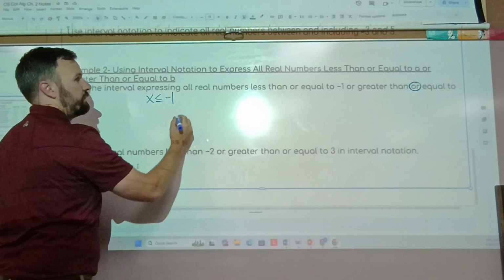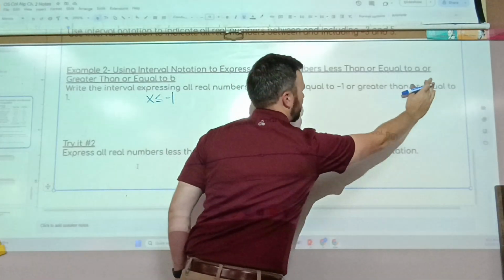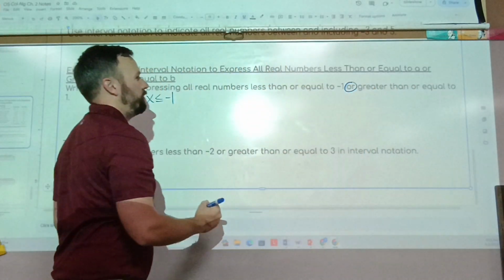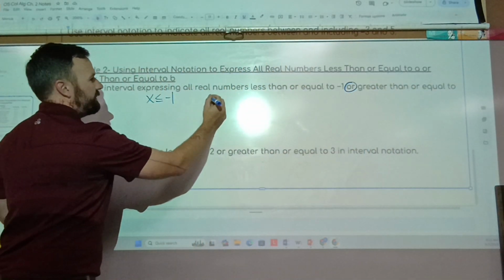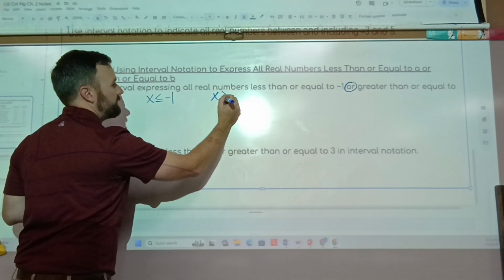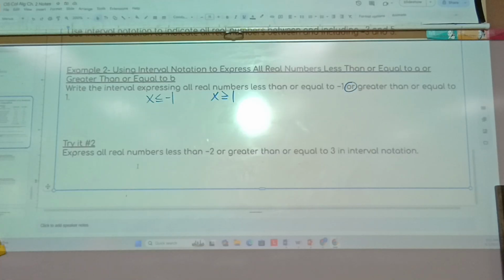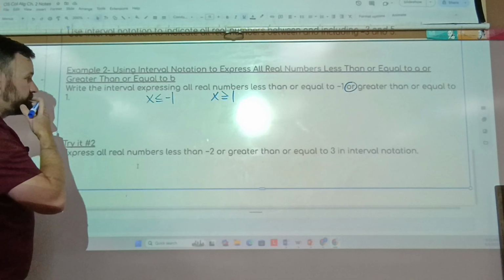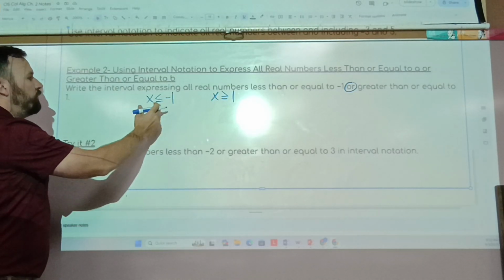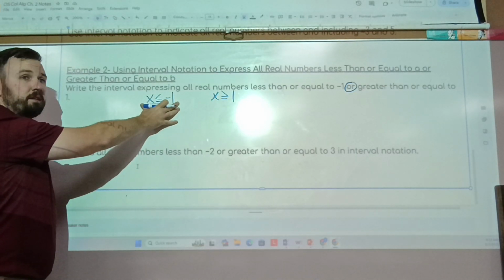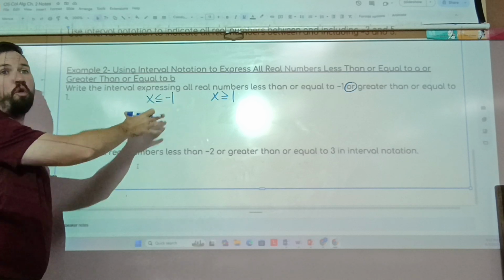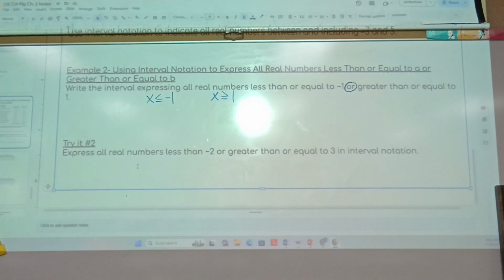Or, oh, I circled the wrong or. x is greater than or equal to 1, right? Now I purposely wrote those in different directions. Whenever I see a one-sided inequality like this, I know infinity is going to be involved, because there's no endpoint. I'm only going to be able to go in one direction forever.